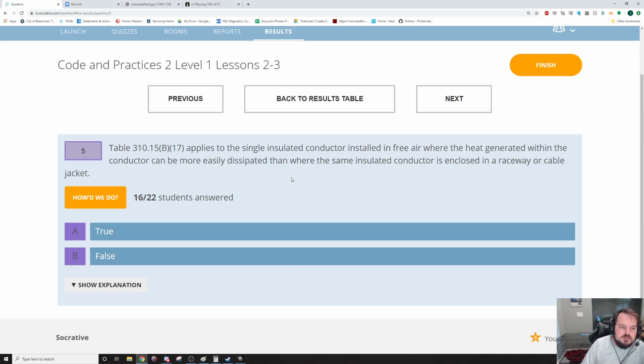Table 310.15(B)(17) applies to the single insulated conductor installed in free air, where the heat generated within the conductor can be more easily dissipated than where the same insulated conductor is enclosed in a raceway or cable jacket. So 310.15(B)(17), if you open up your code book, has a title about free air. You just have to look that up, and you're right there.